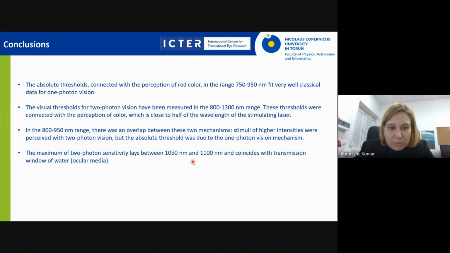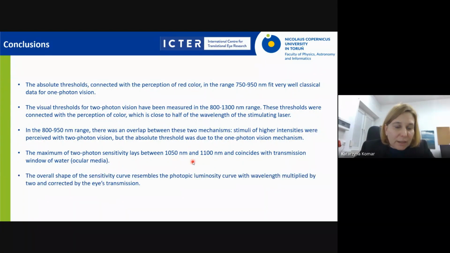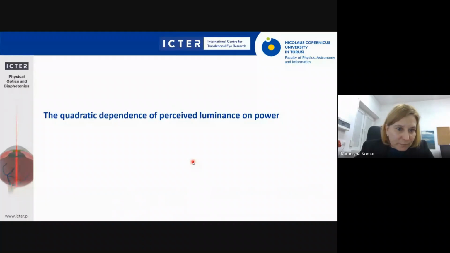And the maximum of two-photon sensitivity lies between 1050 and 1100, and it coincides very well with the transmission window of water of ocular media. And the overall shape of the two-photon sensitivity curve resembles the photopic luminosity curve with wavelength multiplied by 2 and corrected by the eye transmission in both regions.